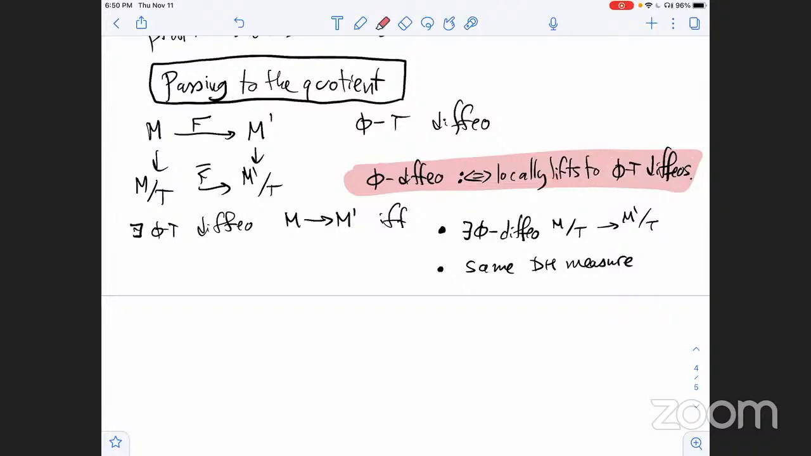We define a phi diffeomorphism between the quotients to be a homeomorphism that locally lifts to phi t diffeomorphisms. Okay. But because this condition is local, it does not capture the twistedness of M over the geometric quotient. And that twistedness, we will need to watch the slopes of the Duistermaat-Heckman measures. Okay. And now let me say a few words about those orbit type strata.